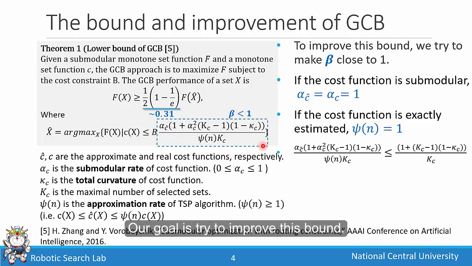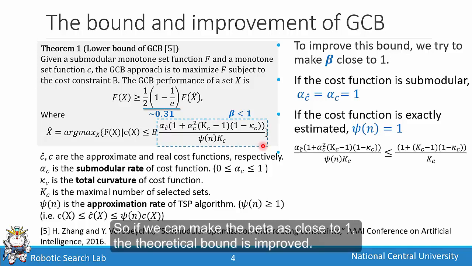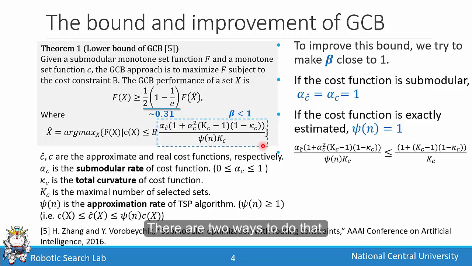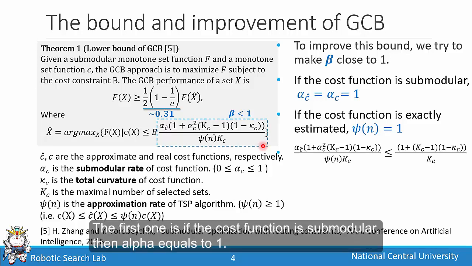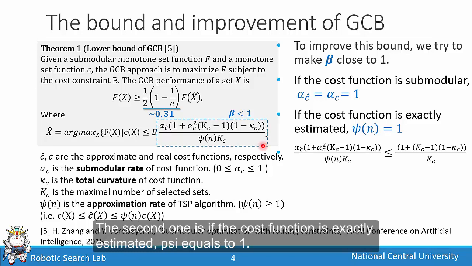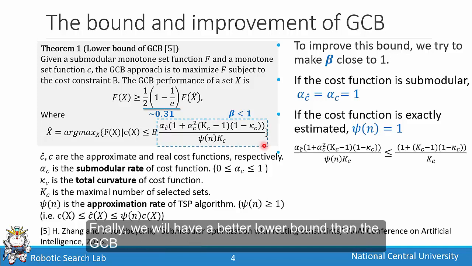Our goal is to try to improve this bound. So if we can make the beta as close to 1, then the theoretical bound is improved. There are two ways to do that. The first one is, if the cost function is submodular, then alpha equals 1. The second one is, if the cost function is exactly estimated, then psi equals 1. Finally, we will have a better lower bound than the GCB.